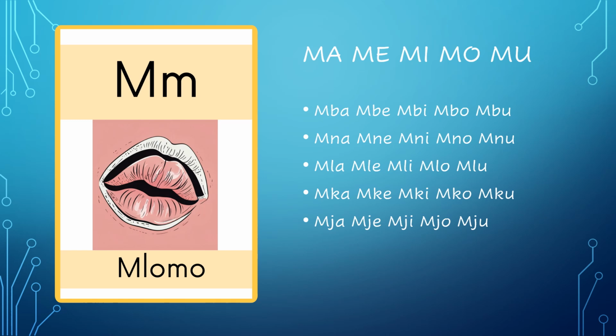With a K, it sounds like mka, mke, mki, mko, mku. With a J, it sounds like mja, mje, mji, mjo, mju. An example of this would be mlomo, which means mouth.